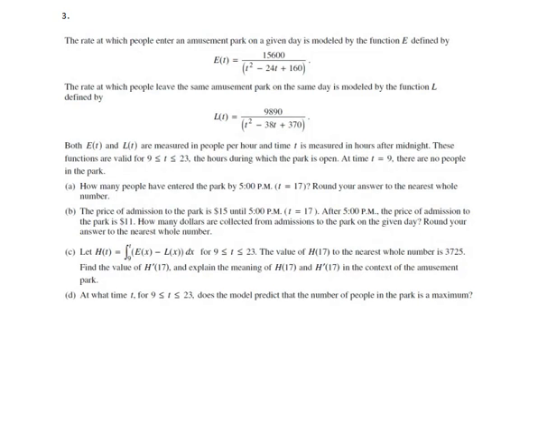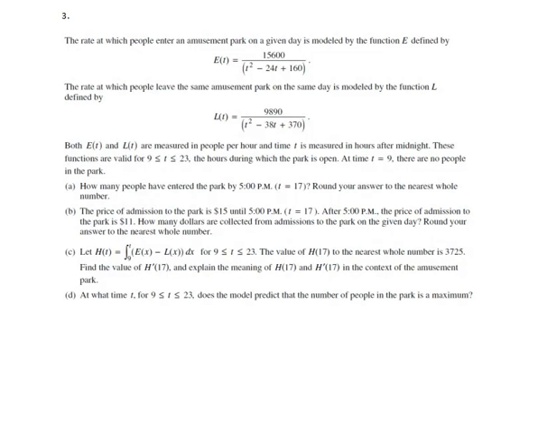In the third problem in this set, we have the rate at which people enter an amusement park on a given day being modeled by the function E, for enter, defined by E of t is equal to 15,600 over the quantity t squared minus 24t plus 160. Then the rate at which people leave the amusement park on the same day is modeled by the function L, defined by L of t is 9890 over the quantity t squared minus 38t plus 370.